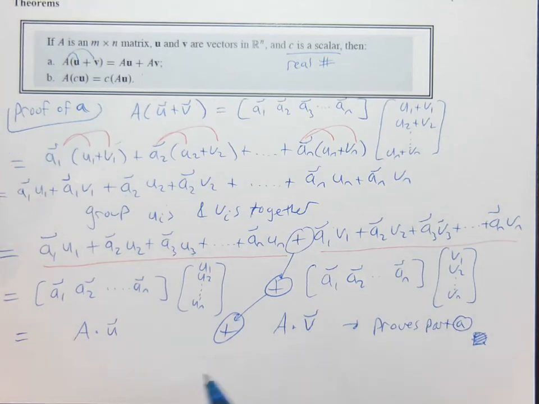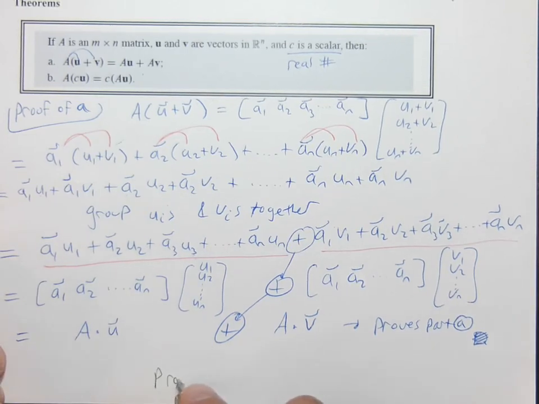And so since this is all generalized, like we don't know how many entries or size of these vectors or anything, this will work no matter what size the A's and the V's and the U's are. And it turns out the proof of B is very, very similar. I'm not going to do that here. But if you follow this one, you can probably follow a very similar process to get part B.